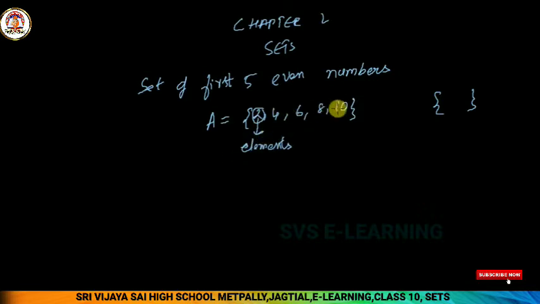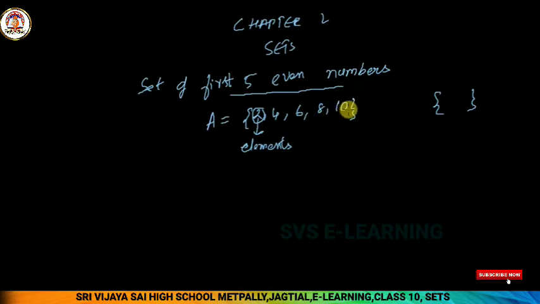Can I include the number 9 here in the set? No, I cannot, because 9 is an odd number and not an even number. What is the rule that we are following here to fill in the elements in this set? The rule is we are going to write down a set of first 5 even numbers. The first 5 even numbers are 2, 4, 6, 8, 10. 9 I cannot include in this set because 9 is not an even number.